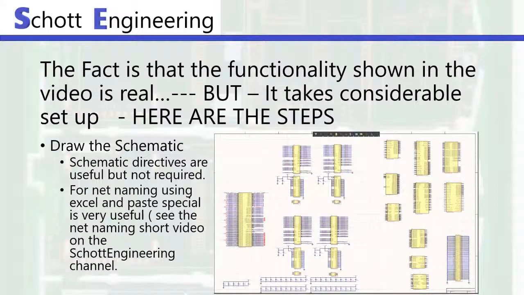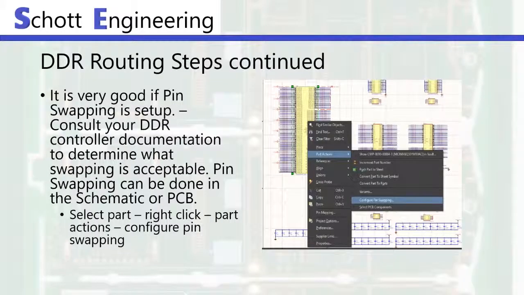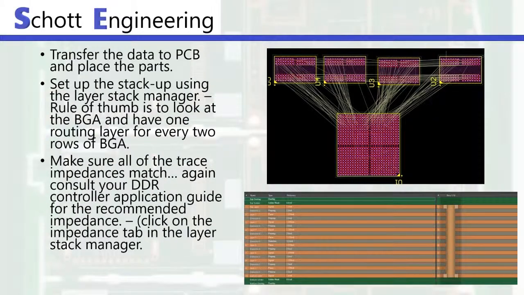First, you draw the schematic. It's very good if you set up pin swapping. You can right click on the component and configure the pin swapping. Then you transfer the data to the PCB and you place the parts.